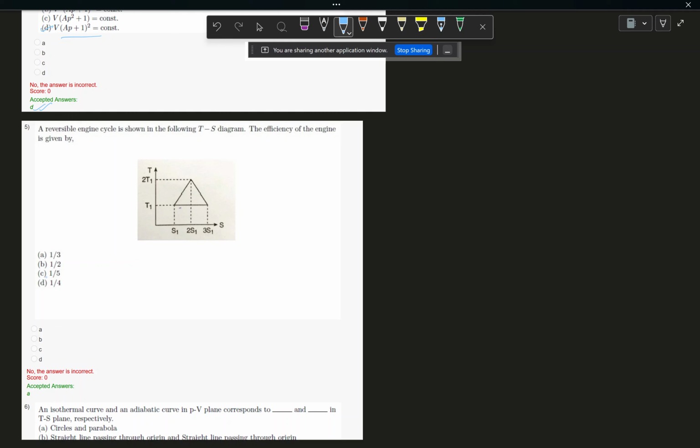But now the newness is that this is represented by a TS diagram, and from the diagram you have to know every piece of information you can get about that engine. So by seeing this diagram, they are asking what the efficiency of the engine is that you can get from here.